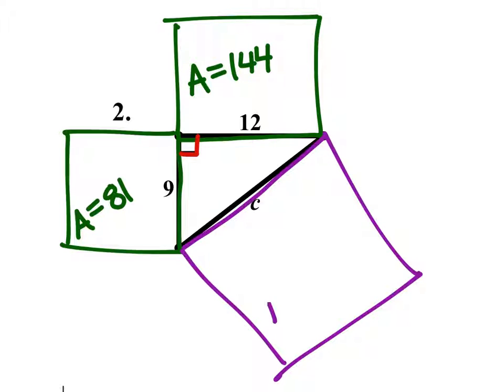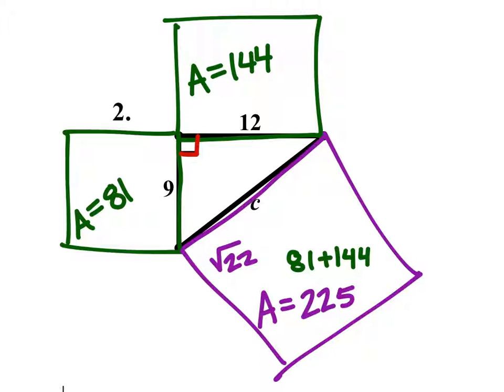But what I want is the C value, so I do need to figure out the area of this square. The area of this one would be the 81 plus 144, which turns out to be 225. Now if you square root 225, that'll give you C. The calculator will tell you that it's exactly 15. So that is the actual answer that we have.